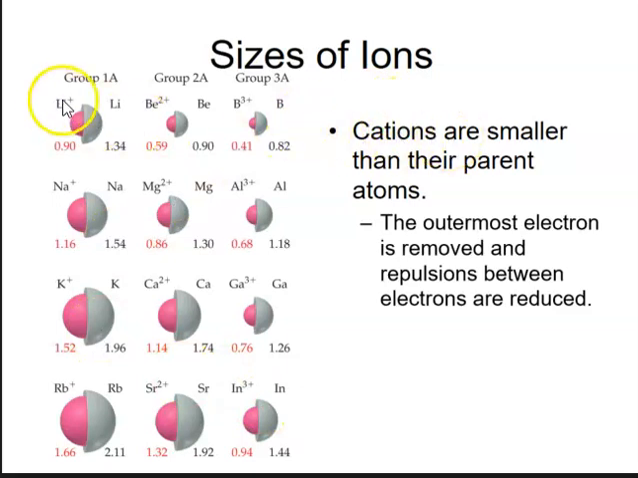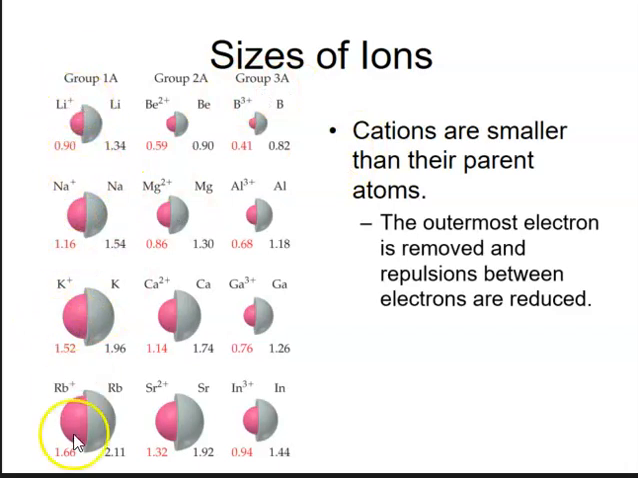So a cation is always going to be smaller than the parent atom it comes from. When I take an electron away from a lithium atom, the remaining electrons are pulled in more tightly by that nucleus, so it shrinks. So lithium cation is smaller than lithium atom. Sodium ion is going to be smaller than your sodium atom, and so on. So that is the trend.